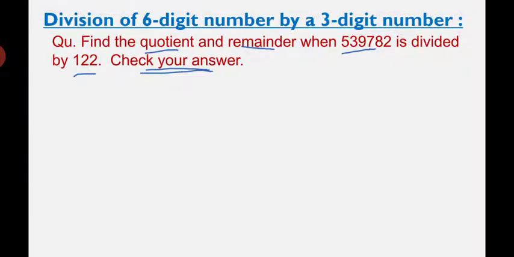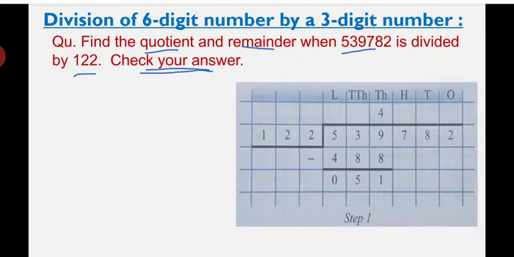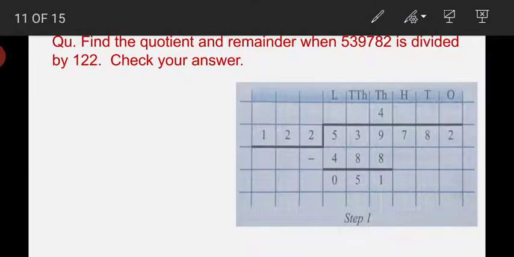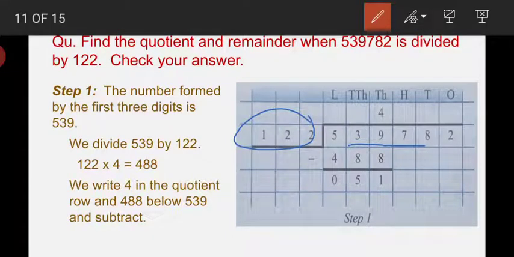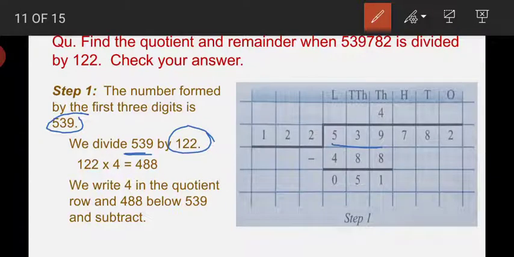First we have to divide using the same steps. So look at this one. We have to divide from left side to right side. In this manner, first you have to write the quotient here and the divisor here. Step 1: as we are dividing by a 3-digit number, we have to select 3 digits from the left side. So the 3 digits are 5, 3 and 9. So the 3 digits from the left side make 539. Next step is we have to divide 539 by 122. For that we have to find the multiple of 122 whose product is less than or equal to 539.